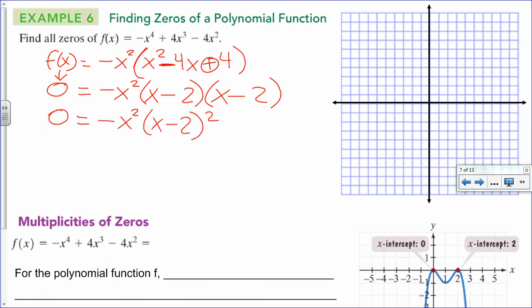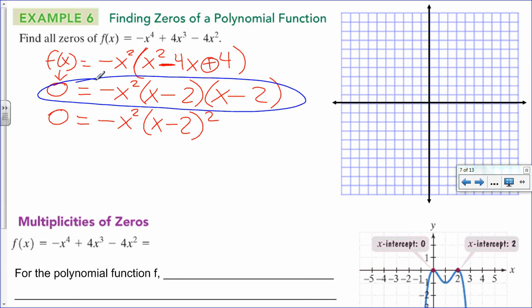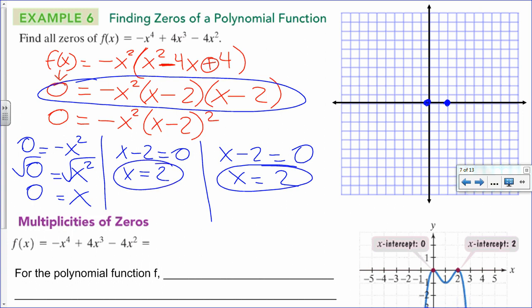And so let's go ahead and finish solving for it. So taking the problem from here, if we create 3 different equations, we'll have 0 is equal to negative x squared, we'll have x minus 2 is equal to 0, and x minus 2 is equal to 0. So here we will have x is equal to 2, x is equal to 2, and here, if we multiply by negative 1, we will get 0 times negative 1 is still 0, and then if we take the square root, we will also get 0. So those 3 are x-intercepts because they are real numbers. However, we have this one repeating, right? So we're going to say that it occurs twice. So because of that, we call it even multiplicity.